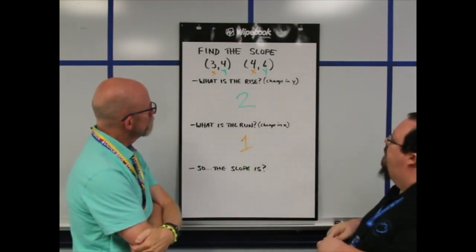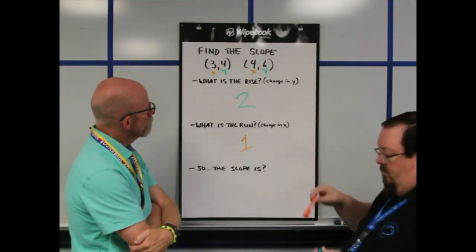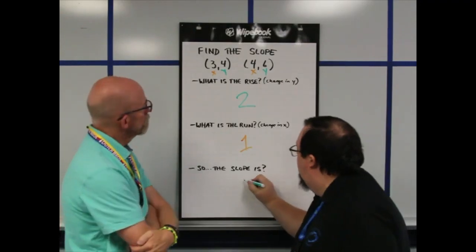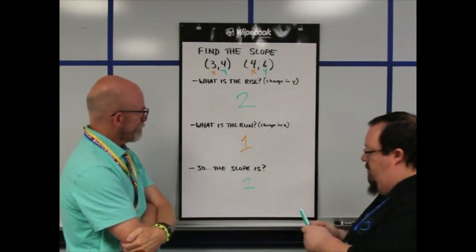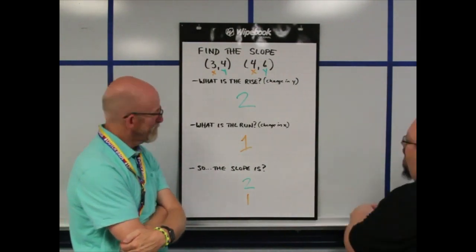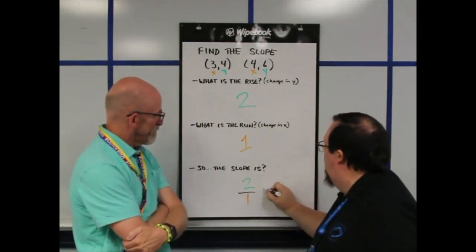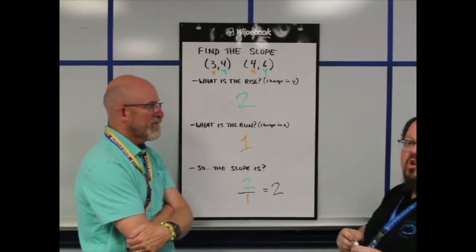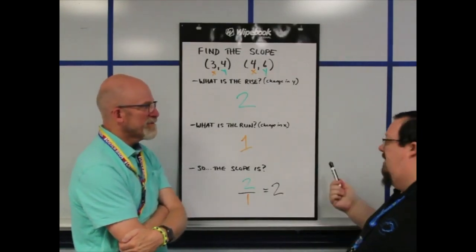And so the slope is rise over run, 2 over 1, and I bet you know how to simplify that one. We can just call it 2. That seems really easy. It should be.